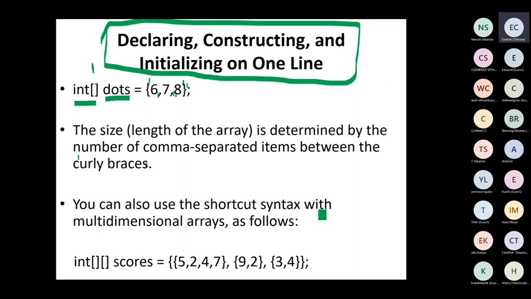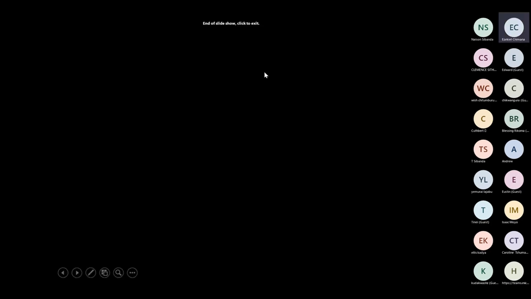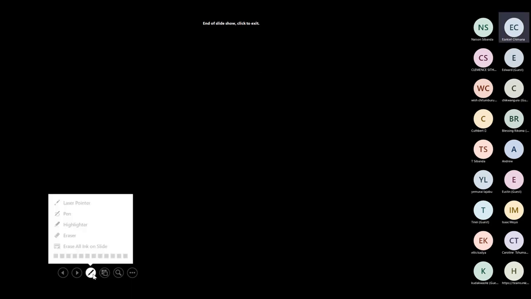You can also use the shortcut syntax with multi-dimensional arrays as follows. It also works with the multi-dimensional array where you put elements inside the curly braces, like here, this one in curly braces, this one in curly braces, this one in curly braces. And from there, it will be the end of this slide on arrays in Java.